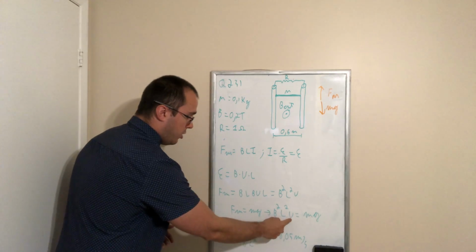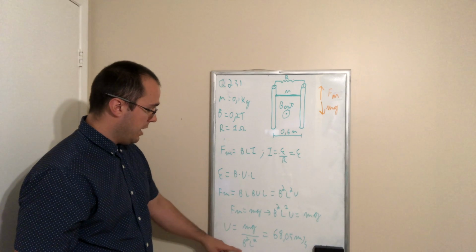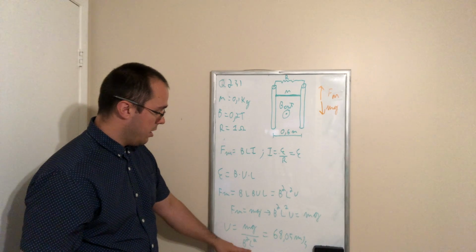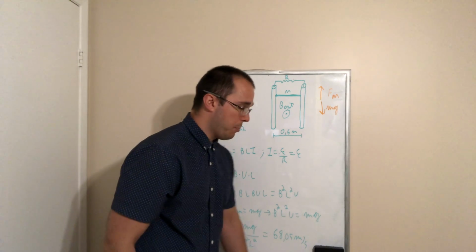We simply isolate the V over here. We got velocity is equal to the mass times the gravitational acceleration divided by the magnetic field squared multiplied by the length squared, and we get 68.05 meters per second.